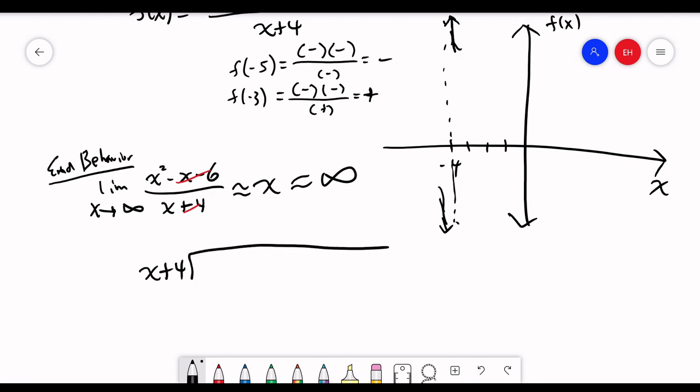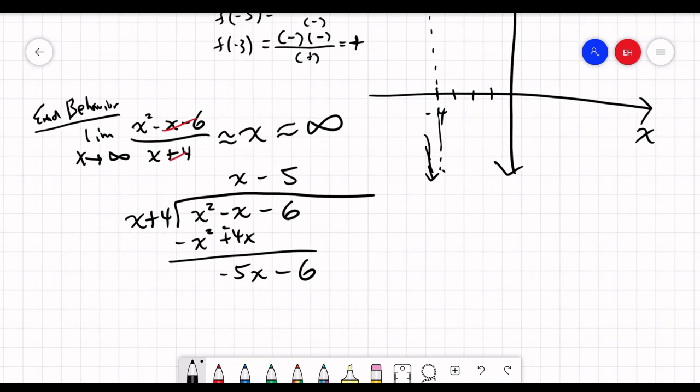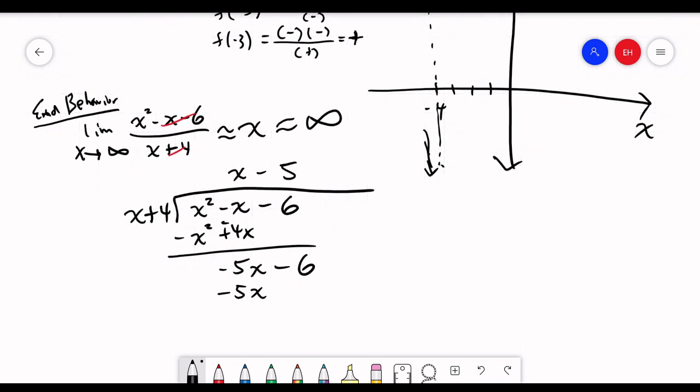So you might ask yourself, can we really draw some type of end behavior? Well, we can, and the idea is we're going to rewrite this in a way where it's easier to see what that is. So we're actually going to do the division. So we're going to divide x plus 4 into x squared minus x minus 6. So I'm doing the long division here. And when I do the division, I get x minus 5 plus some remainder here. Okay, so remainder 14. So the remainder is going to be 14 over x plus 4.